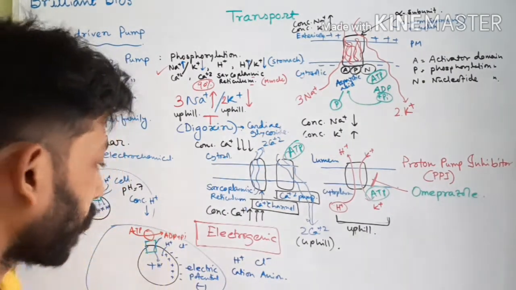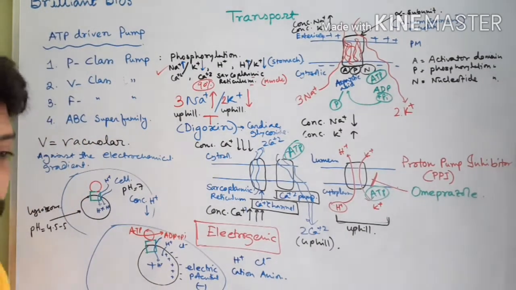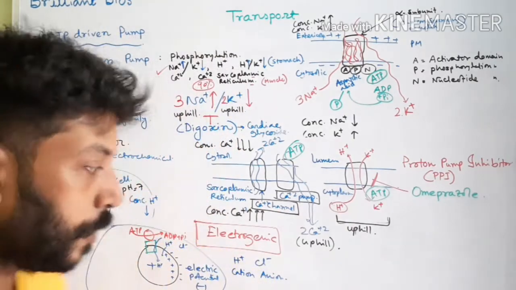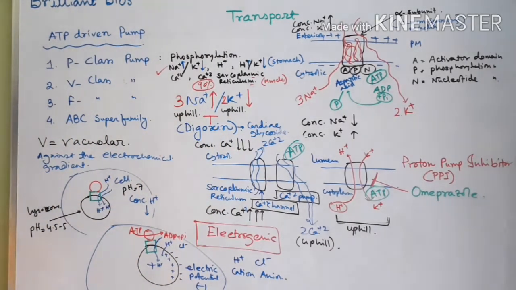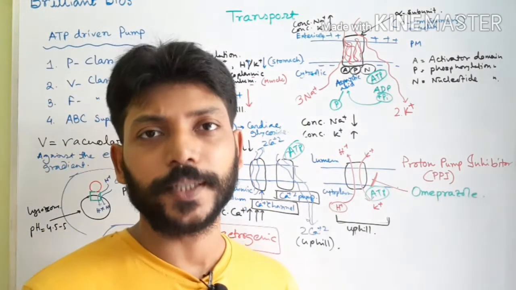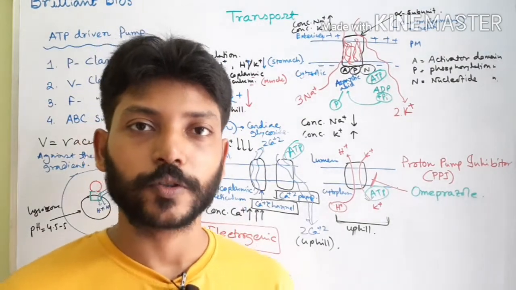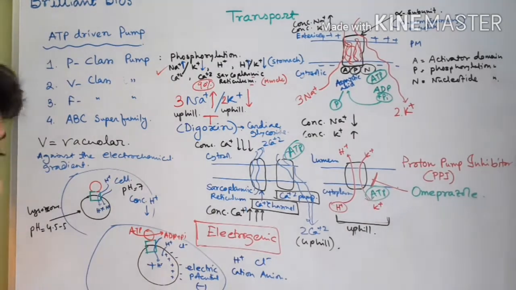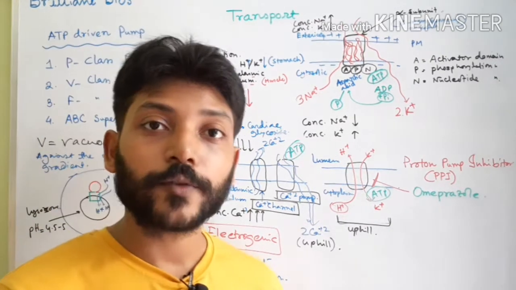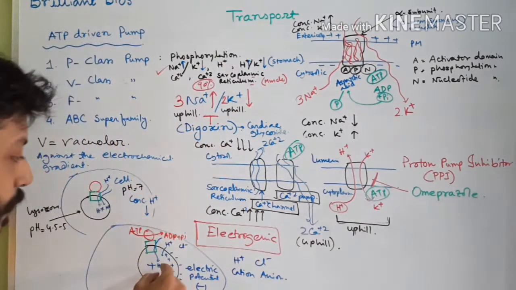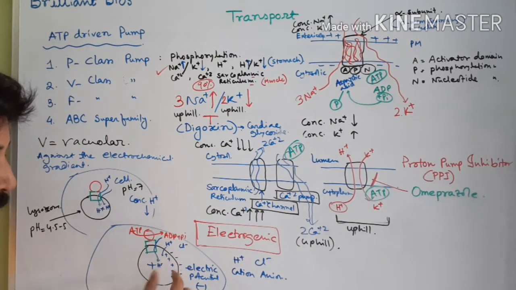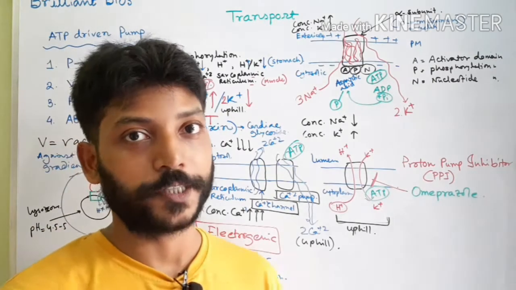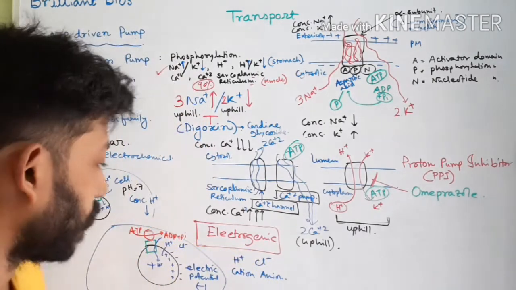Scientists have calculated how many protons are required to make the lysosome pH 4.5 to 5. They have calculated that approximately 250 protons are just sufficient to make it pH 4.5 to 5. But maybe when 10 hydrogen protons enter, the electric potential becomes so high that the 11th proton cannot enter. I'm just giving you an assumption.